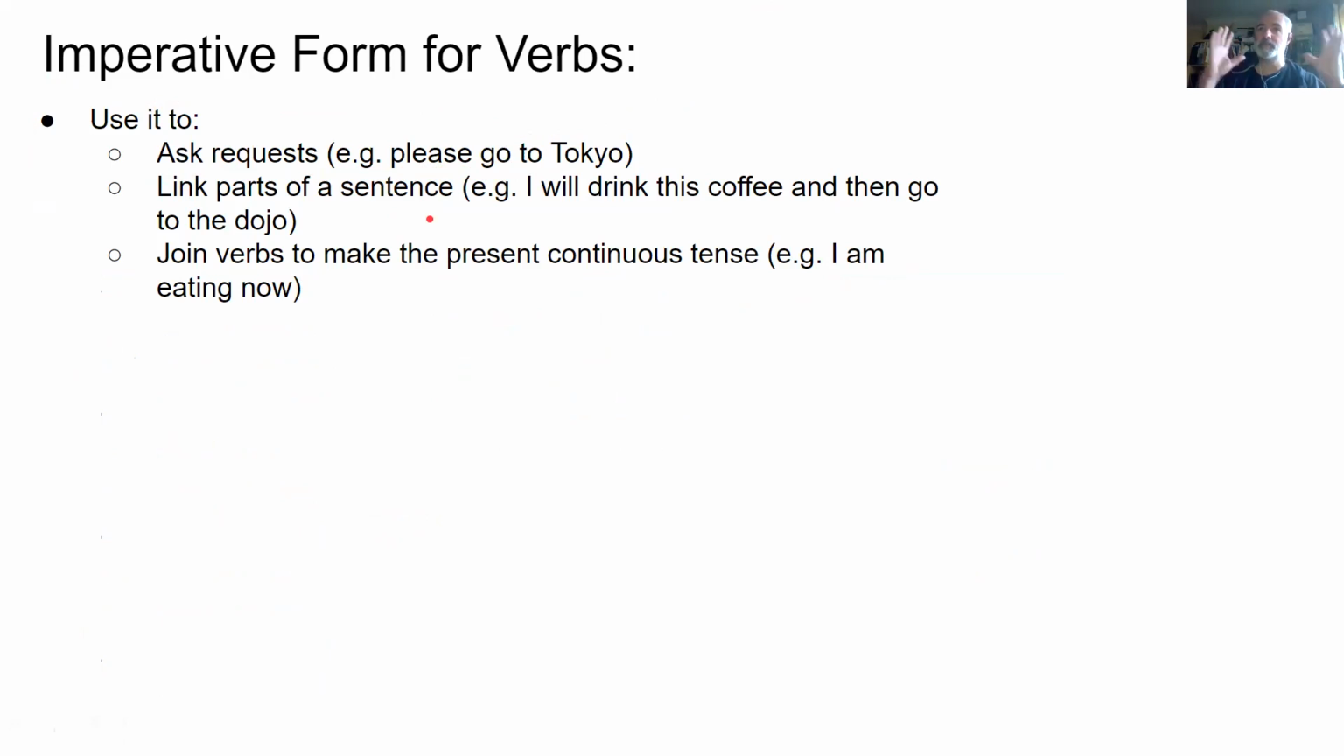So if you've got a sentence which has got one verb statement and then another verb statement, the first verb statement is made into the te form. So it's like saying, I did this, and then in the last verb statement, the verb is made into mas or mashita, depending if you want to say it in the past or the present. And we also use the te form of the verb to make present continuous tense, like I am eating now instead of I eat.